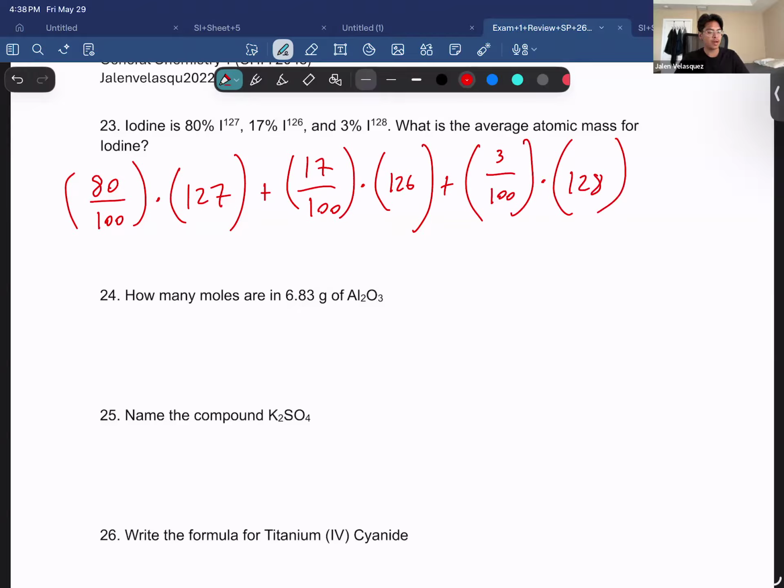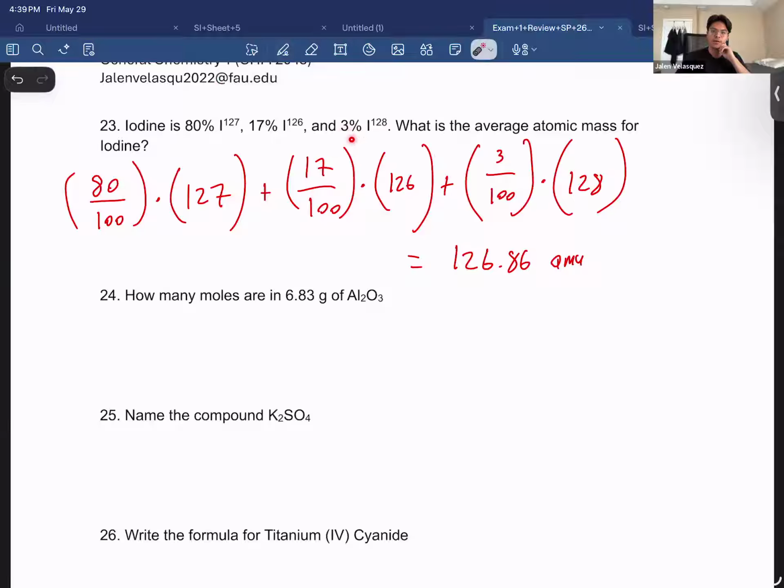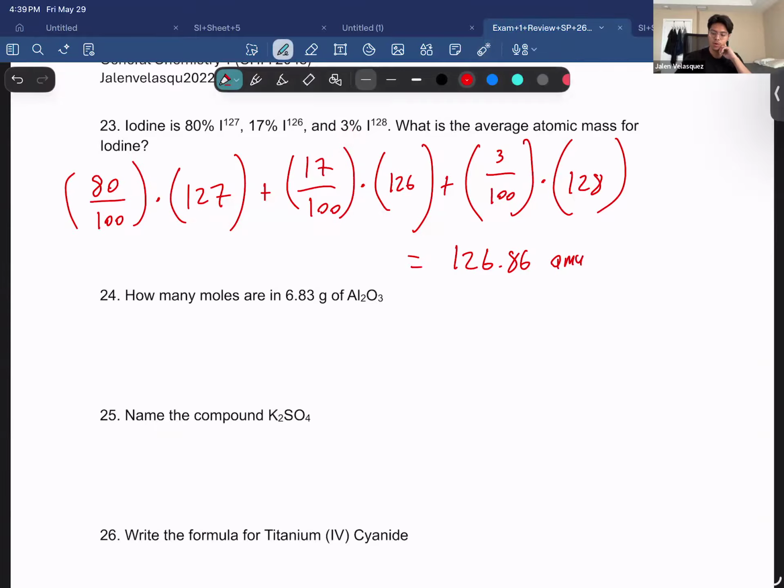Okay, so you do that math, put it in your calculator, and you will get 126.86 AMU. But notice this 3% here is only one sig fig, so we have to use one significant figure. So we convert this and say it's 1 times 10 to the 2 AMU for iodine.